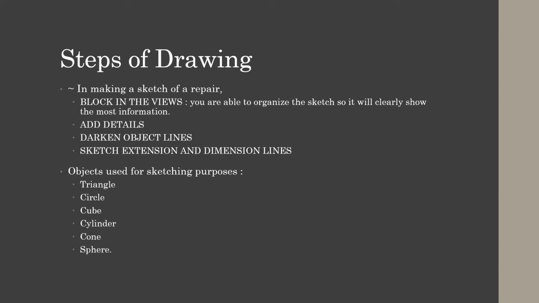Some objects that are typically used for sketching are triangles, circles, cubes, cylinders, cones, and spheres. I always say think T, C4S, because there are 4 C's in there. So T for triangle, and 4 C's: circle, cube, cylinder, cone, and sphere.